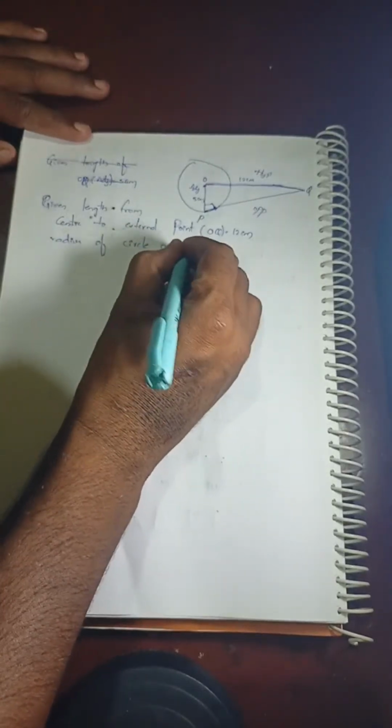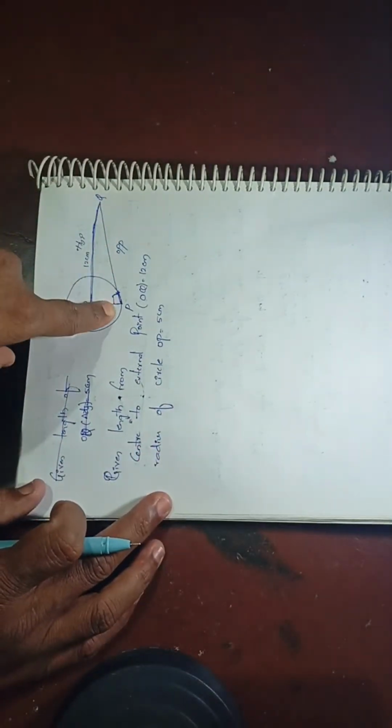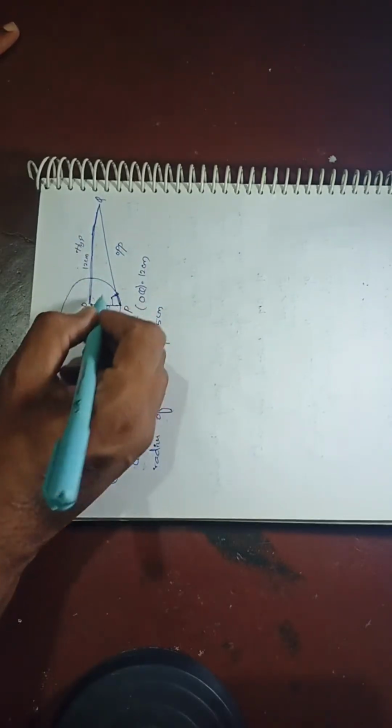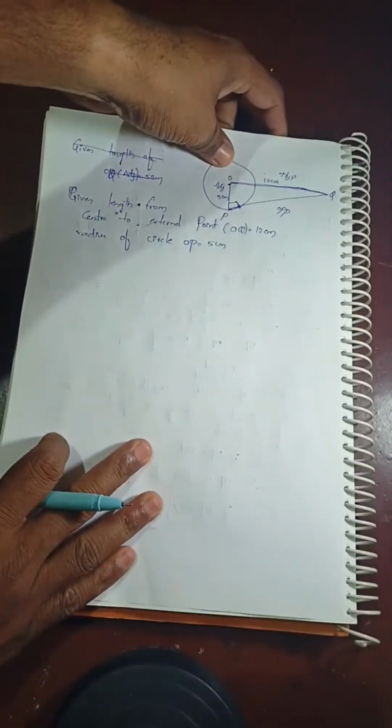OP is equal to 5 centimeters. If you see this triangle carefully and observe it, I think you are unable to see the diagram. If you see the diagram properly, here we are getting the right angle, here we are getting the angle. So we are getting opposite, hypotenuse and adjacent sides. Now come back to the class.